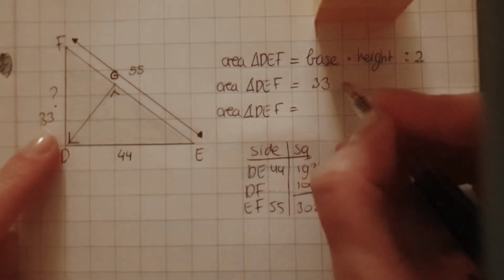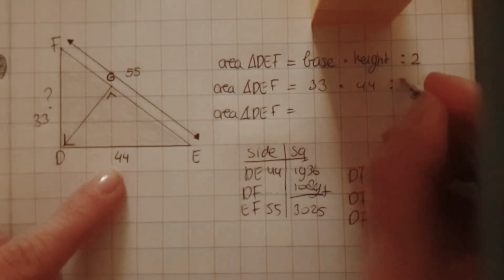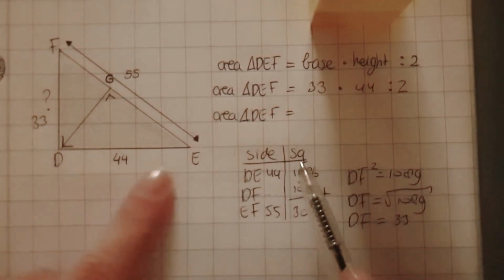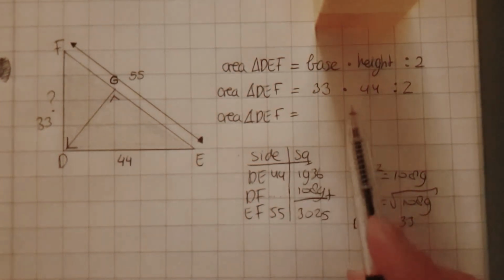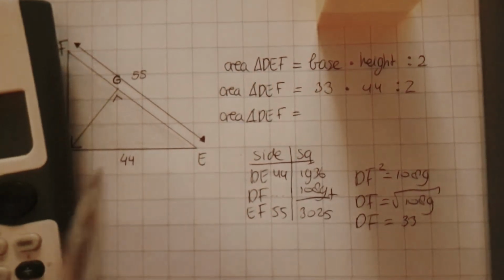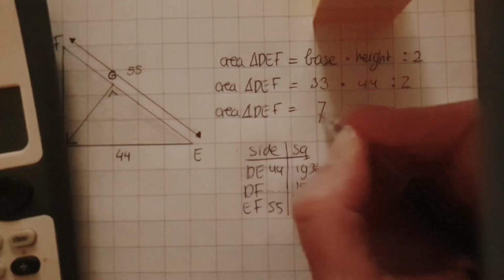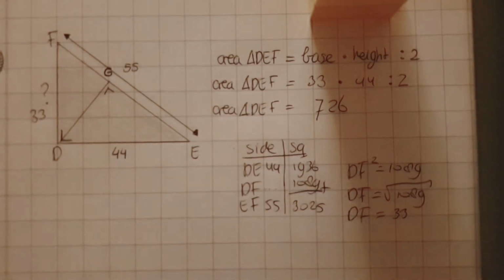Then I'm going to fill it in as base times height, which is 33 times 44, divided by 2. You can also do this the other way around, because this can also be the base, and then this is the corresponding height. That's also okay. I need my calculator for this, and that's 726. This is the area of triangle DEF.